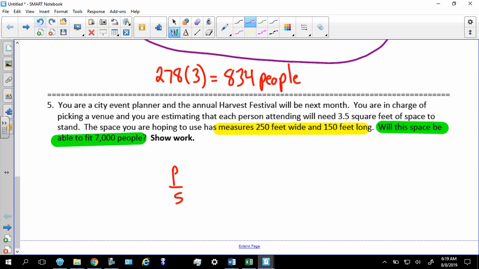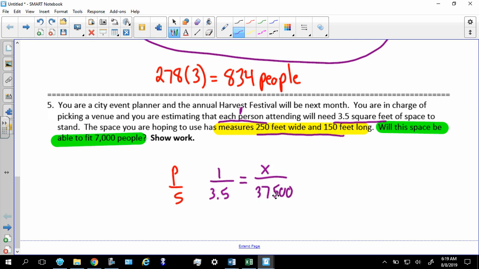We don't want that. So when we read, it says, you're estimating that each person, which is 1, that's single, will be needing 3.5 square feet. All right, so that will be a 1 over 3.5 square feet. All right, so 1 over 3.5 is equal to x over 250 times 150, which when I do the math gives me 37,500.